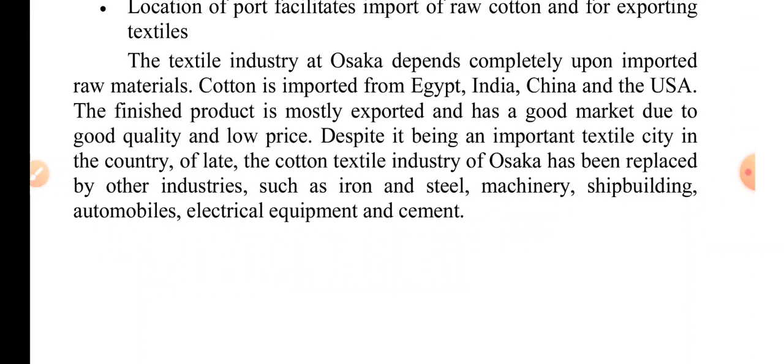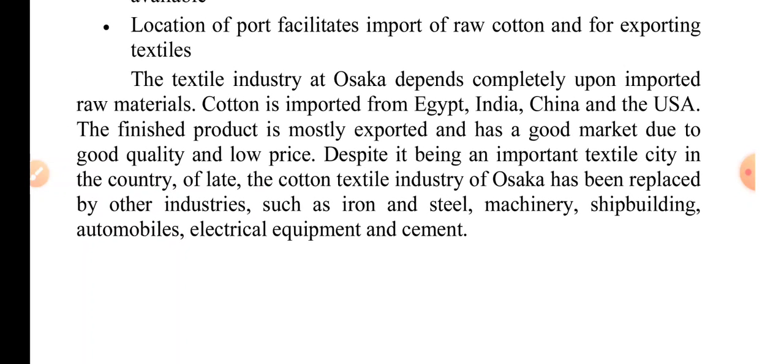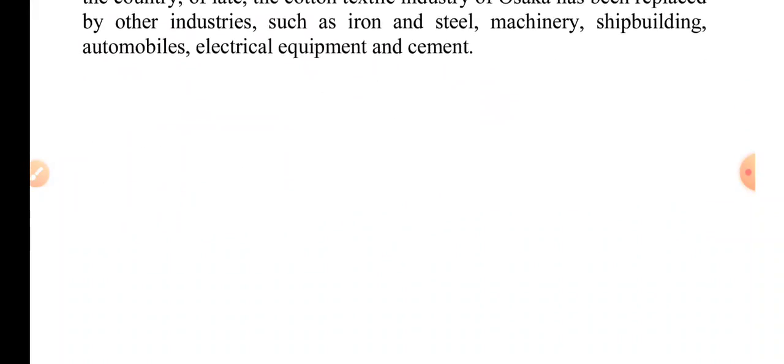The textile industry at Osaka depends completely upon imported raw materials, and cotton is imported from Egypt, India, China, and the USA. The finished product is mostly exported and has a good market due to good quality and low price. Despite being an important textile city in the country, of late the cotton textile industry of Osaka has been replaced by other industries such as iron and steel, machinery, shipbuilding, automobiles, electrical equipment, and cement.